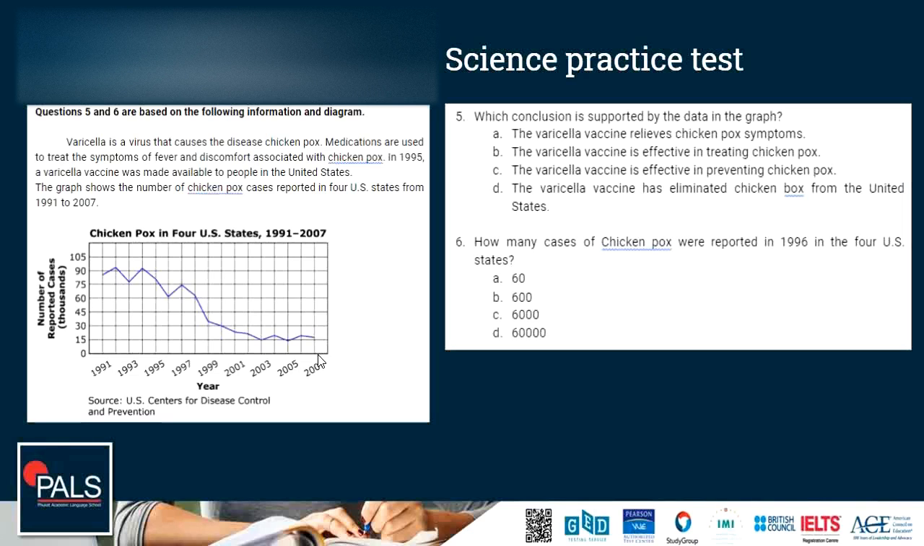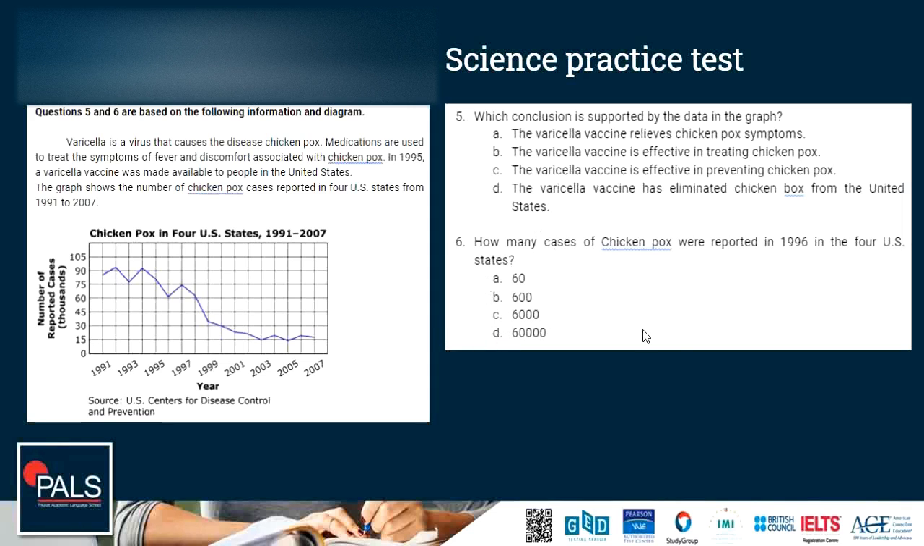How many cases of chickenpox were reported in 1996 in the 4 US states? 60, 600, 6,000, 60,000. 1996 is this line here. Let's go up. We are at this point. Let's go over to 60. 60 what? Let's look at the y-axis. 1,000. So the correct answer here is D, 60,000.